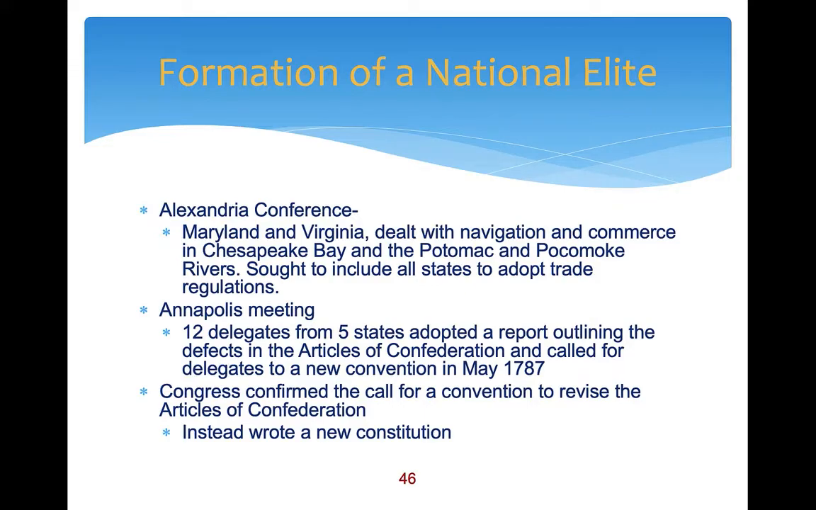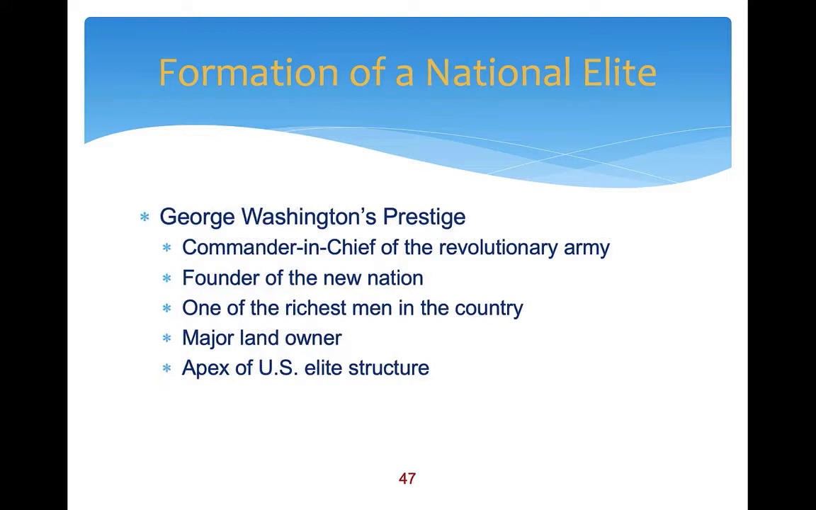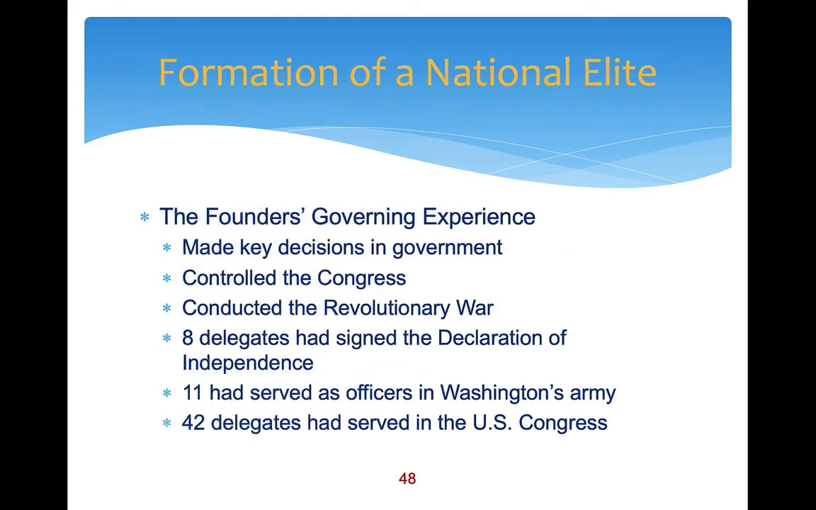So as a result of this, we started to have a situation where a new constitution was going to be developed. The Alexandria Conference in Maryland and Virginia met and dealt with navigation and commerce issues. The Annapolis meeting in Maryland met, where we had 12 delegates from 5 states adopt a report outlining these defects that we just talked about. They were looking to revise the Articles of Confederation, but instead they wrote a whole new constitution. We also saw a form of the national elite.